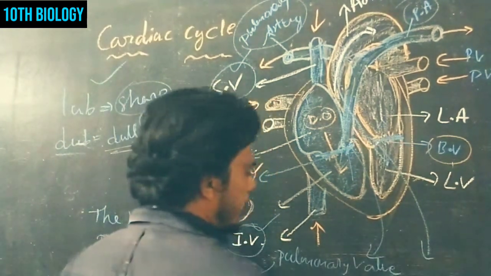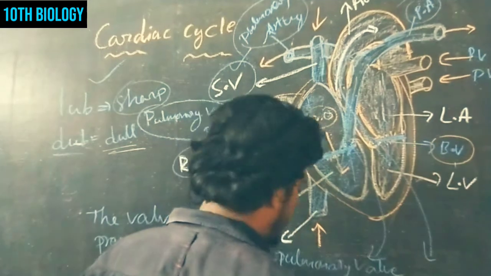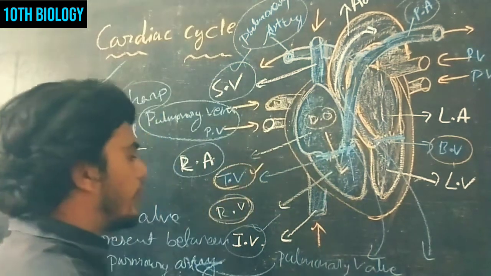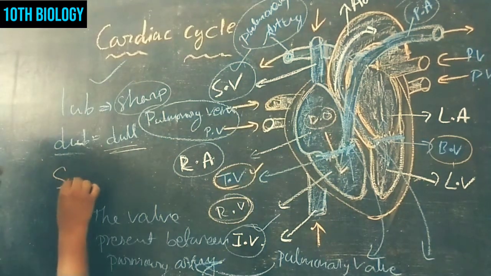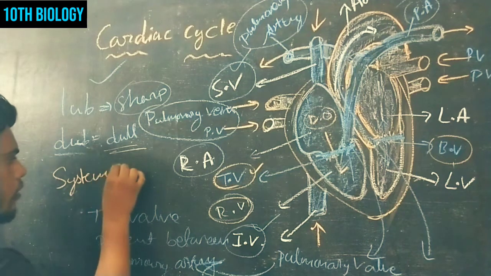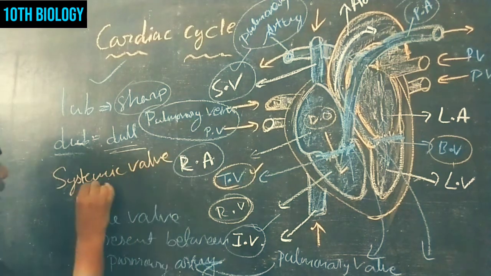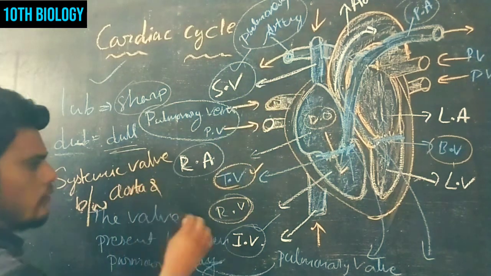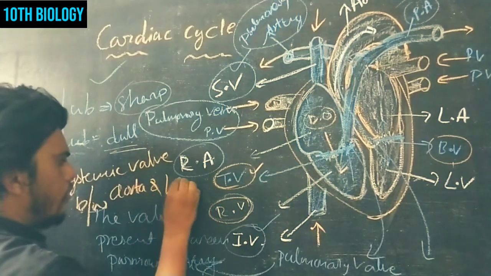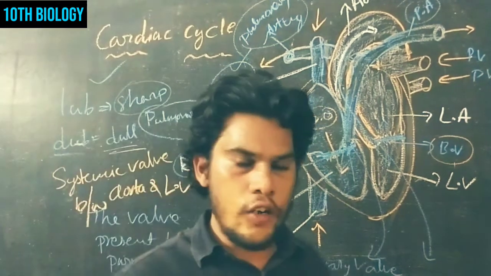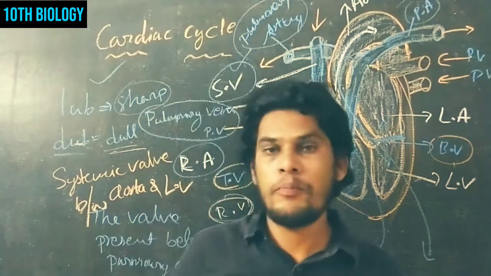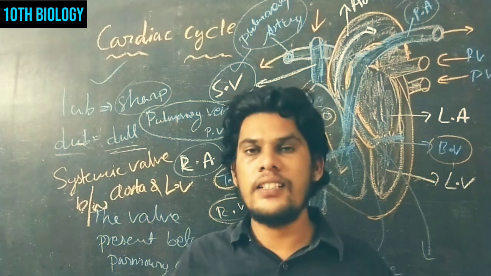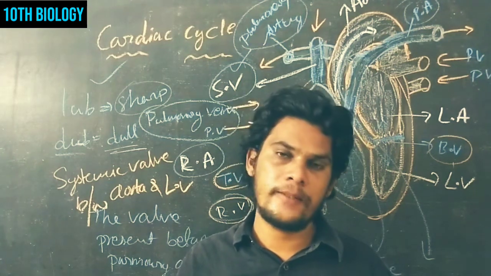What about this valve? This valve is nothing but the systemic valve. So where is it located? The systemic valve is located between the aorta and the left ventricle. So in this way, the lub dub sounds are produced while our heart contracts and relaxes. This is about the cardiac cycle. Are you clear, dear students?